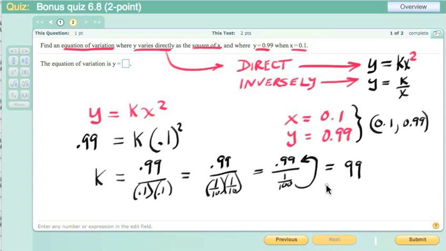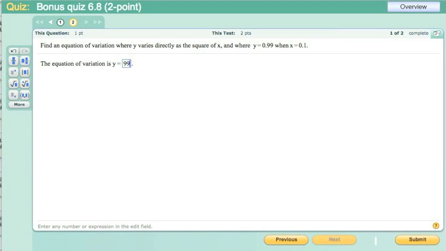And so again, they're asking us for an equation of variation. After you've done all this, after you've found your k, don't stop. You want to rewrite the equation. It's going to be y equals 99 times x squared, as y varies directly as the square of x. And so that's the answer that we're going to put into MathXL. It's going to be 99 times x quantity squared. And let's do a submit.